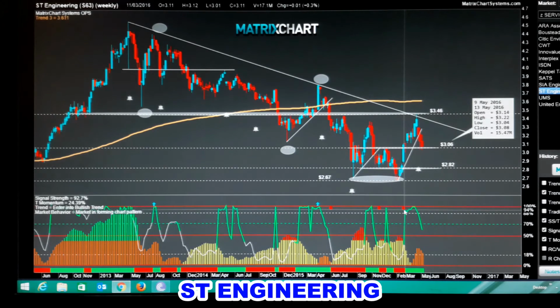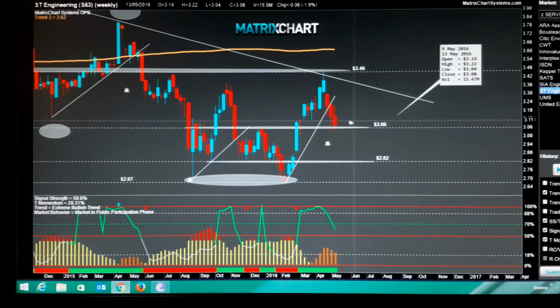Now, looking at the current weekly candlestick, it has shown an extreme bearish candlestick over here, sitting right on the horizontal line, 3.06. So by counting the candlestick, we have 1, 2, 3 down bar. So in the next 2 weeks, or rather 3 weeks, I'm expecting the price action will be visiting this level, 2.82.